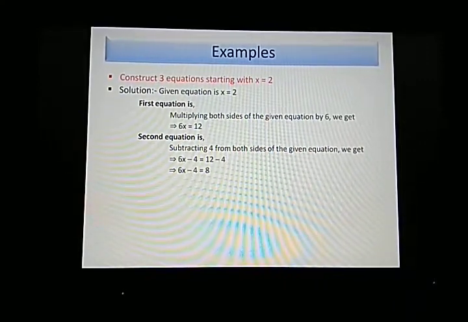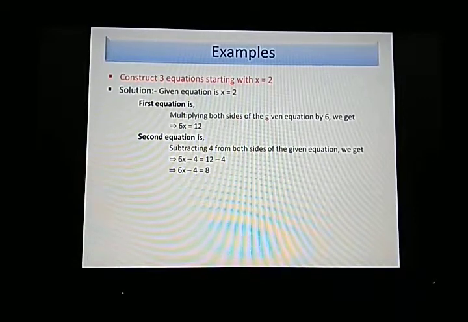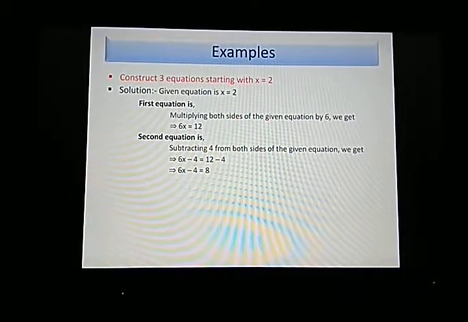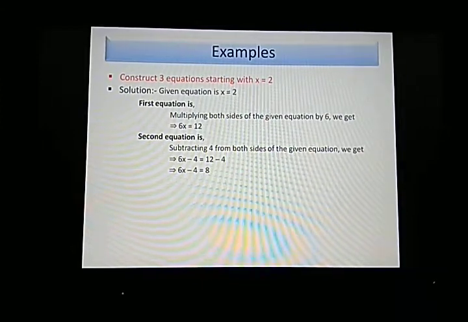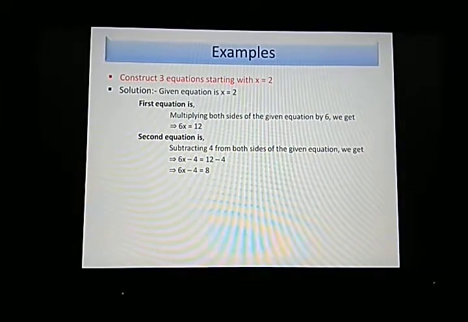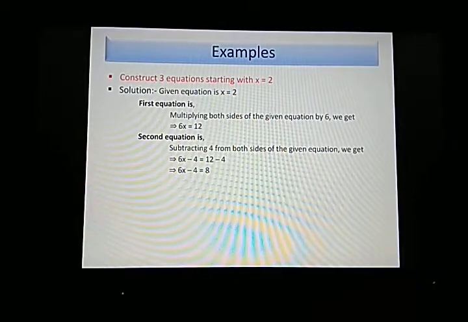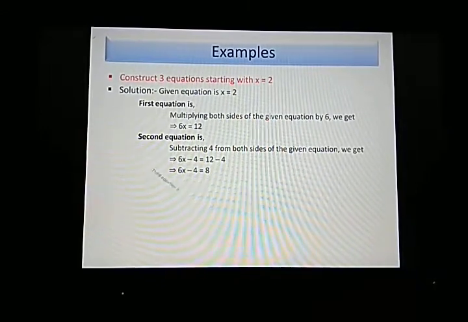Now next, the third equation. If you solve it, you will get 6x minus 4 equals 8. Now if I take that 4 onto the right hand side, if I transpose it, it will become 8 plus 4. So again it comes back to 6x equals 12. So the equation remains the same. The equality is maintained. Clear?